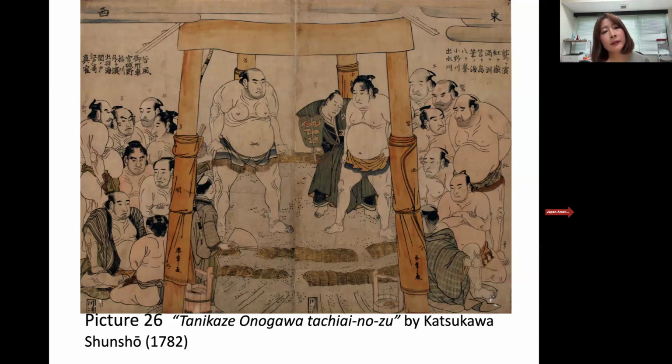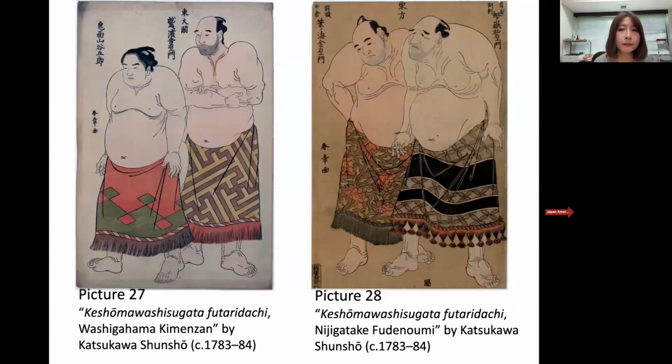The next, please. By the following year, however, Shunsho had ironed out the unnatural element of his depictions. As can be seen in pictures 27 and 28, he has succeeded in creating outstanding small prints.